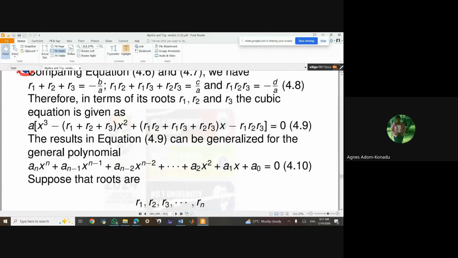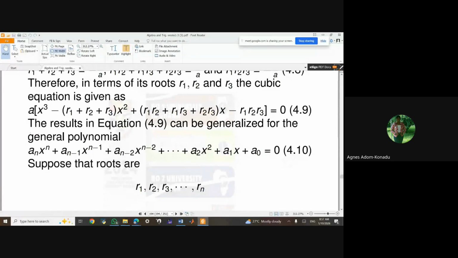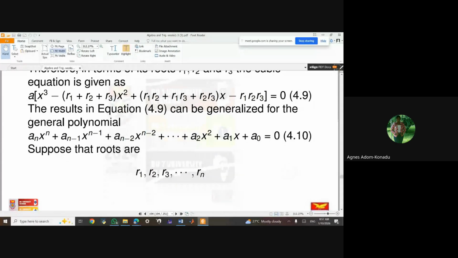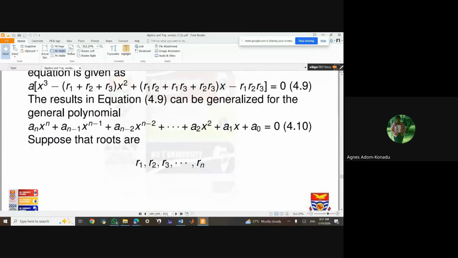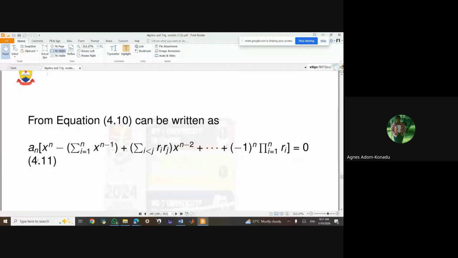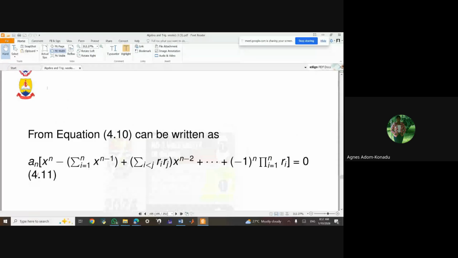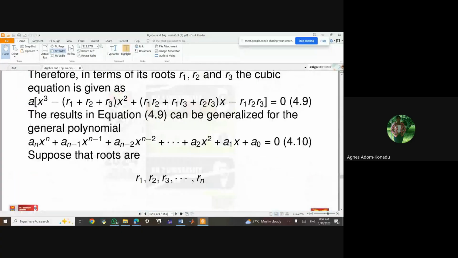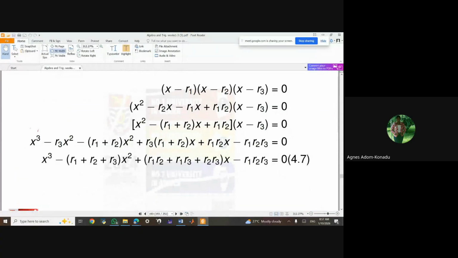That is for the cubic function. Now I want to get it for a general form for a polynomial function. So if I have a polynomial of degree n, I know that my roots will be r1, r2, r3, up to rn. In that case, comparing it with the quadratic and then the cubic, you know that I will have a sub n outside. Then I have x to the power n. So you can see that when it's cubic, I have x to the power 3. When it's quadratic, I have x to the power 2.